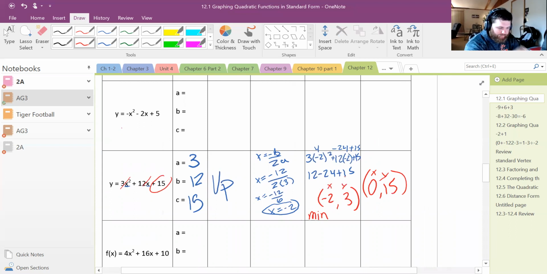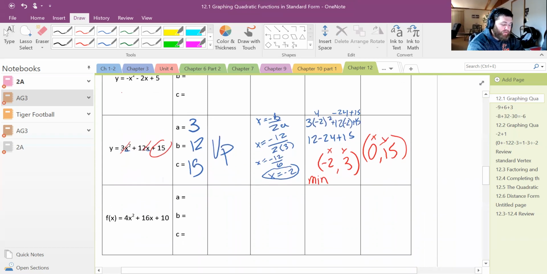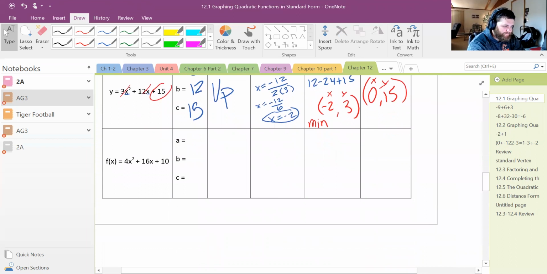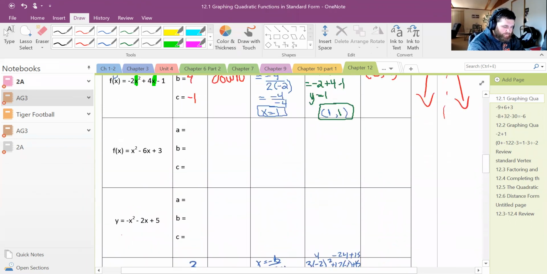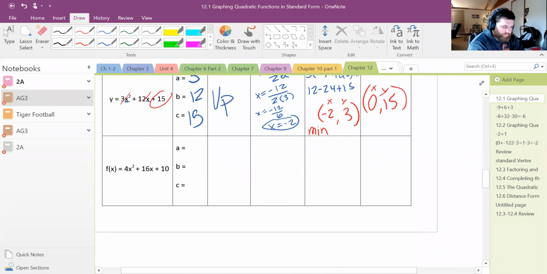There we go. I plugged in negative 2, I got 3. I plugged in 0, I got 15. Make sure you write it as an ordered pair. Okay, I just showed you 2 of those. I think we're good on those.